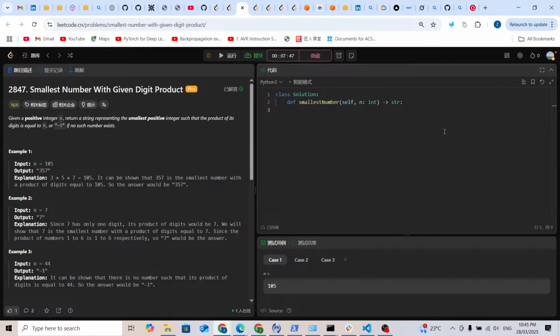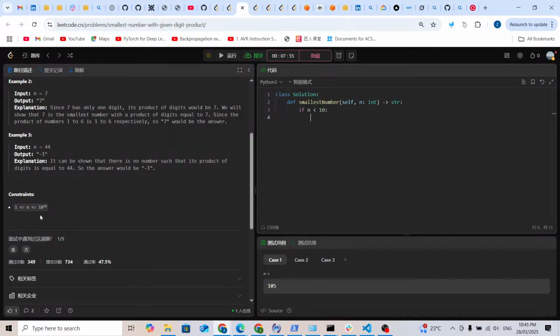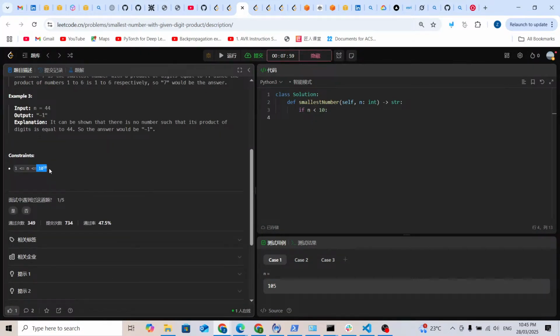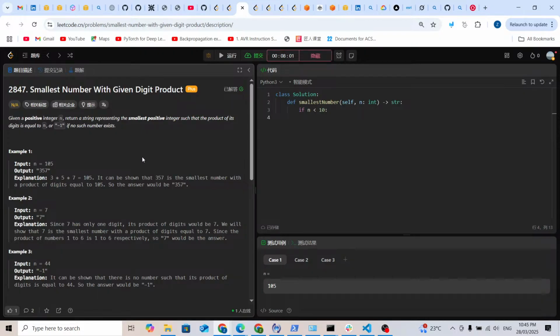Now we're going to try to solve it. So if n is less than 10, this means n is a one-digit number. As you can see, this n is going to be really big, up to 10 to the power of 18, so definitely we're going to use the greedy idea. If n is less than 10, we're going to return a string of n, right?